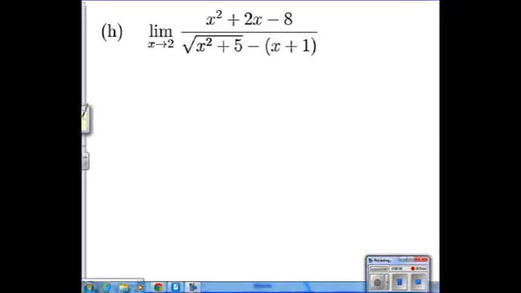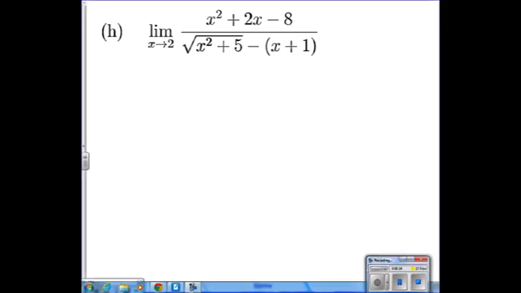So here we are at problem 3H from the limits worksheet. We're asked to find the limit as x approaches 2 of this particular rational function. And right away we see that there is also a radical in there. Some of the previous techniques that we've tried is, for example, direct evaluation. Unfortunately here, it would not quite work out. We end up with that 0 over 0 indeterminate form.